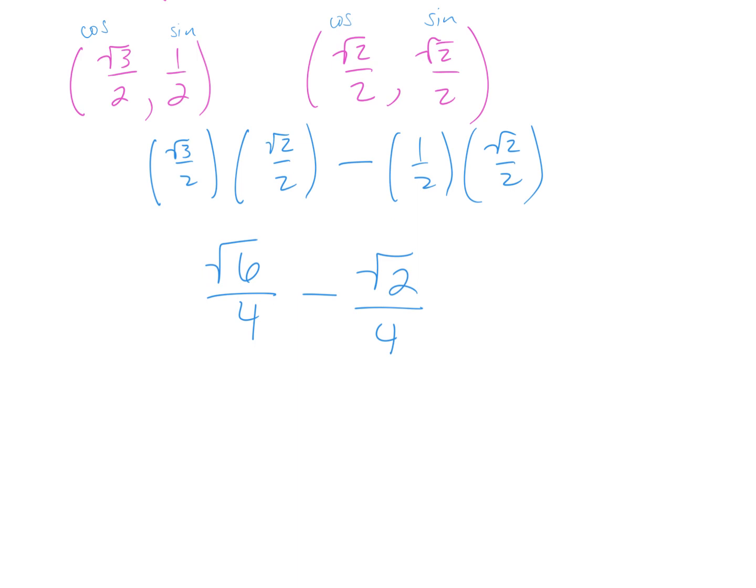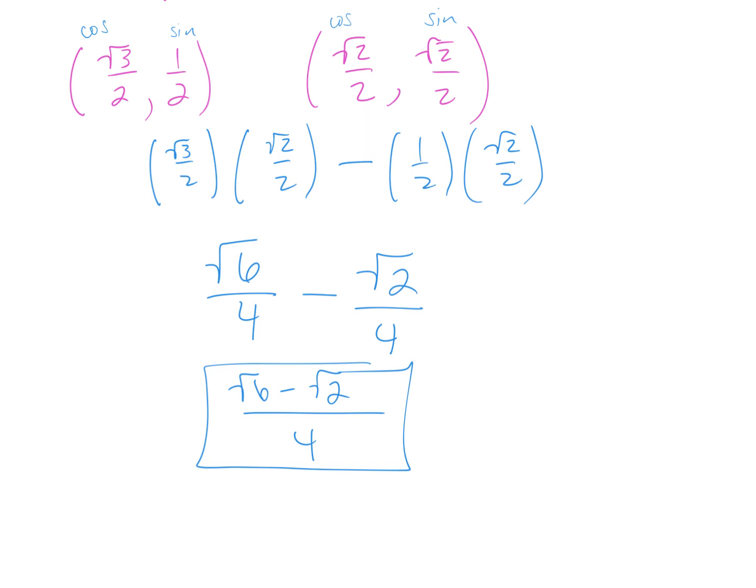Do they have the same denominator? Yes. So can I rewrite this over the same denominator? Yep. Square root of 6 minus the square root of 2. Can you subtract the square root of 6 minus the square root of 2? No. That is not 6 minus 2. If it was, then yes. But square root of 6 minus the square root of 2, you cannot combine. That is your exact answer.